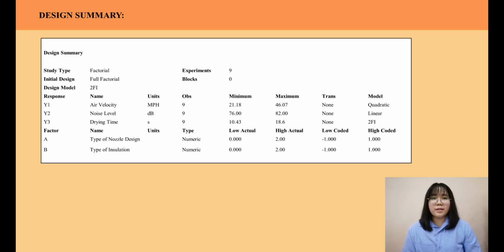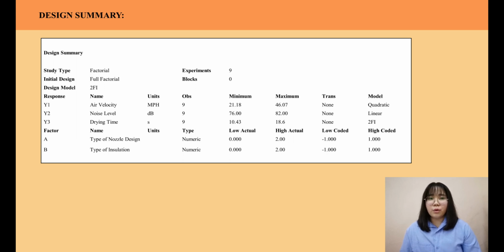The table above shows the design summary of the full factorial design. The design summary shows that the type of study is factorial design, in which the initial design is in terms of full factorial, while the design model is a reduced linear. The total number of experiments is 9, which also gives a total of 9 observations. There are 3 responses, indicated by Y1, Y2, and Y3, for the air velocity in miles per hour, noise level in decibels, and drying time in seconds.